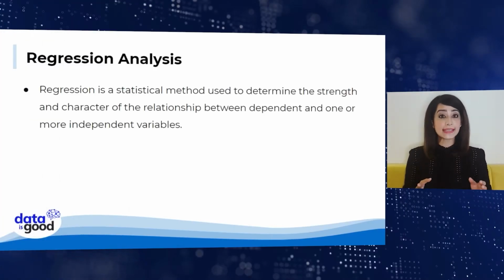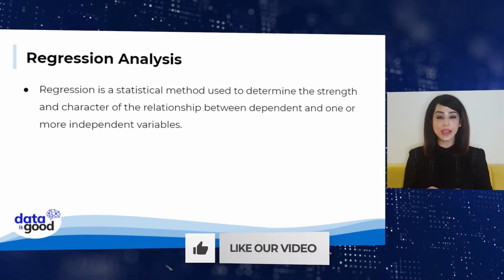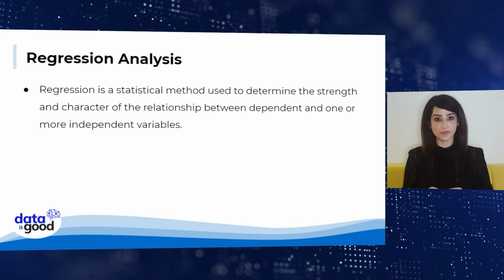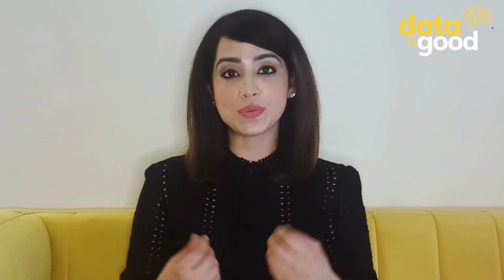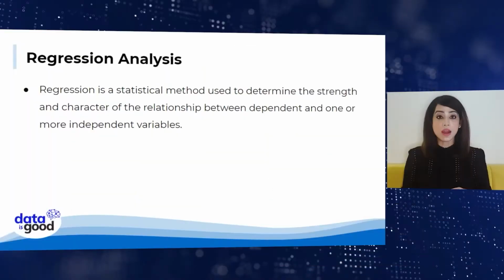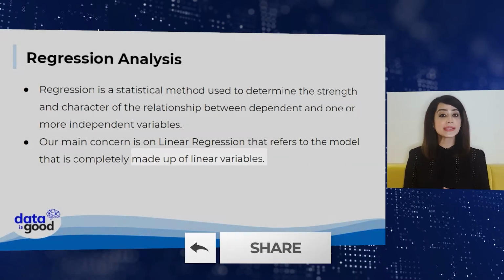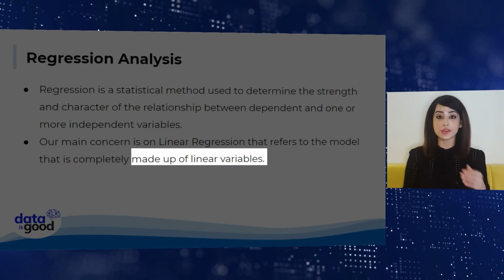So, let's begin. Regression is a statistical method used to determine the strength and character of the relationship between one dependent variable and one or more independent variables. Regression analysis produces a regression equation where the coefficients represent the relationship between each independent variable and the dependent variable. Our main concern is linear regression, which refers to the model that is completely made up of linear variables.